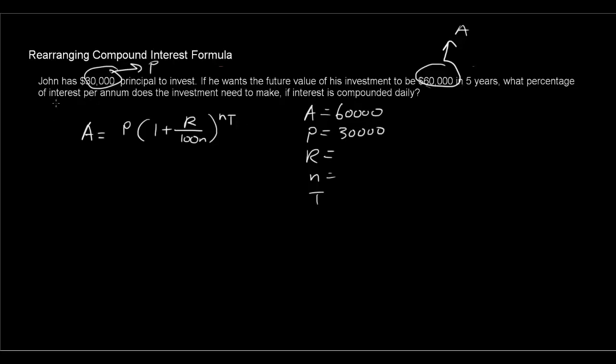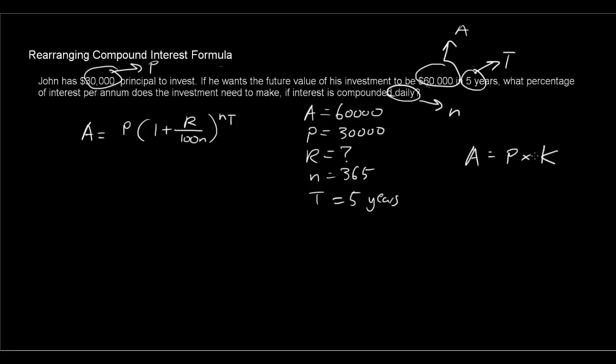The rate is, we don't know what the rate is. N is daily, so 365 periods in 1 year, and time is 5 years. So the daily part is N, and the 5 years part is T. So we obviously need to rearrange it to make R the subject. Now the first thing we want to do is put P on the other side. So remember how we said A is equal to P times K.